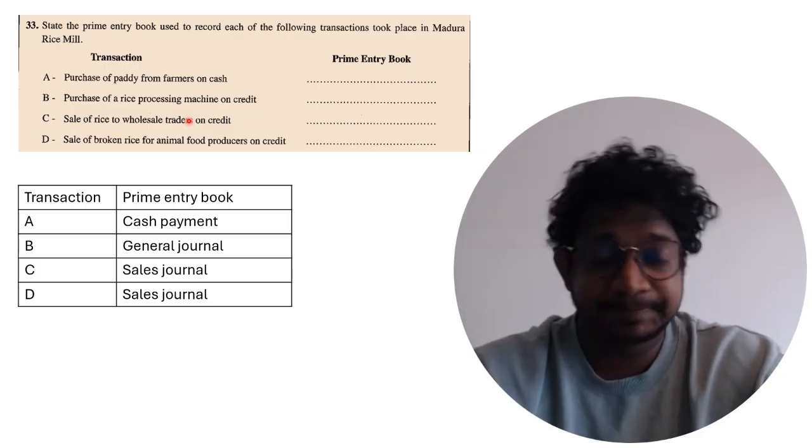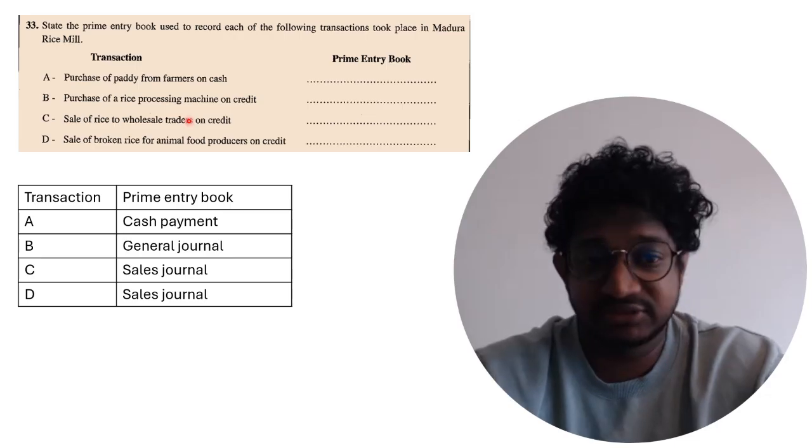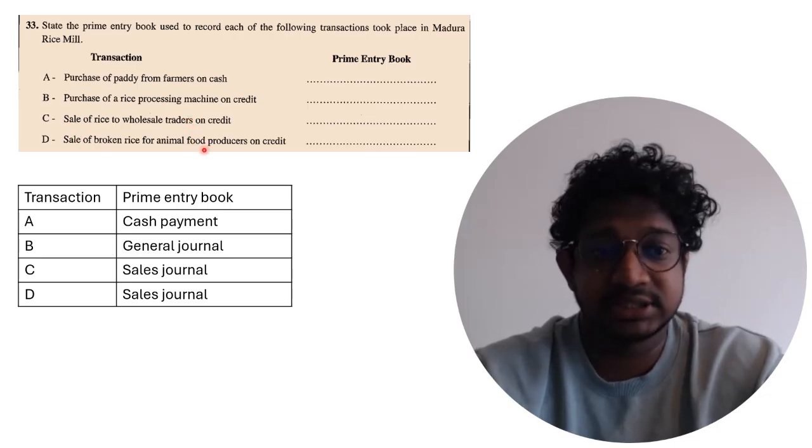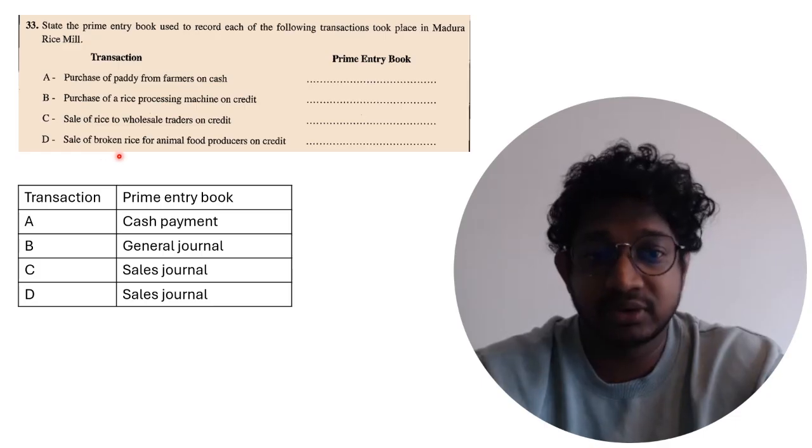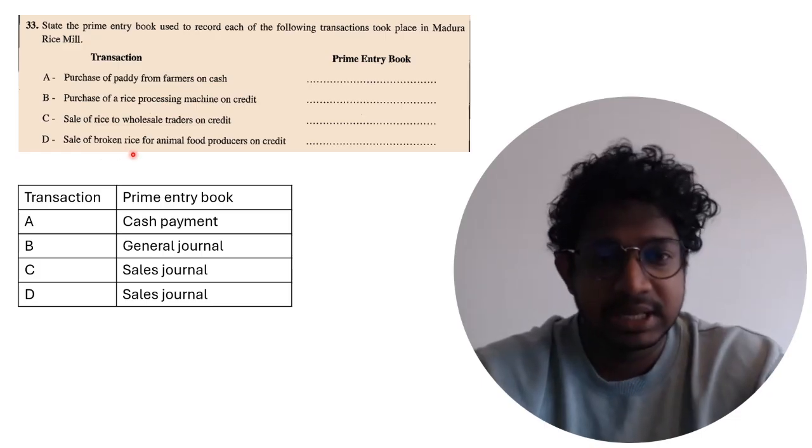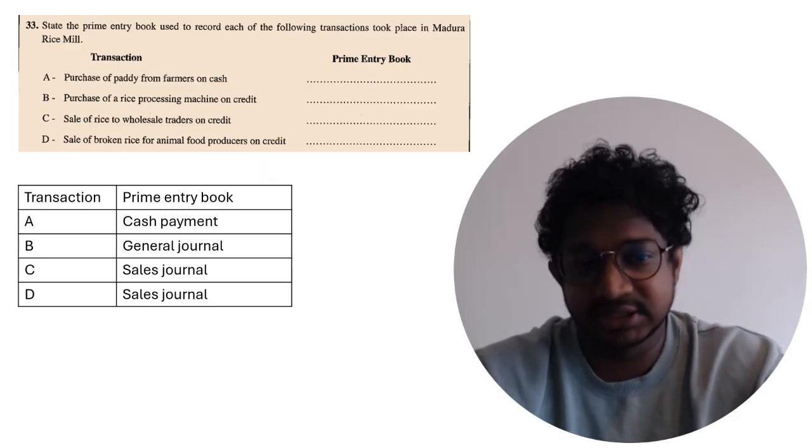So that goes to the general journal. Sale of rice to wholesale traders on credit, sales journal, and the sale of broken rice for animal food also on credit, now sales journal, right?